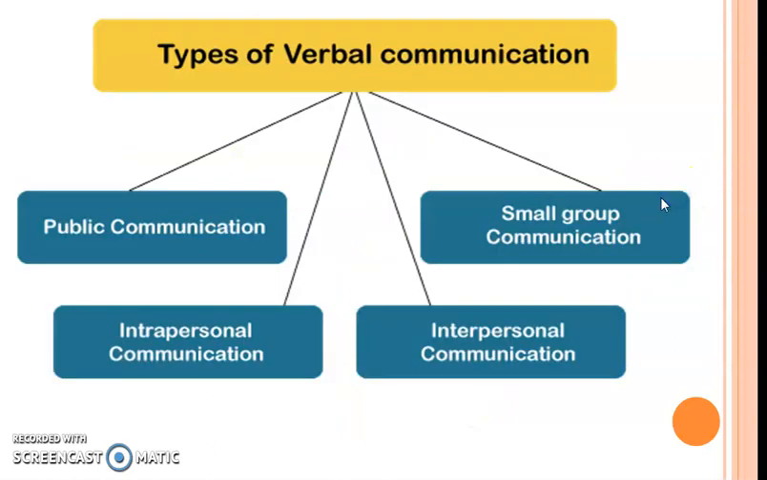Next comes types of verbal communication. Verbal communication has four types. First one is public communication, second one is intrapersonal communication, third one is interpersonal communication and the fourth one is small group communication. All these four types of verbal communication are important for technocrats.